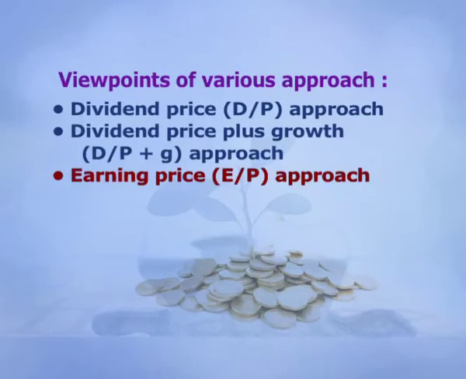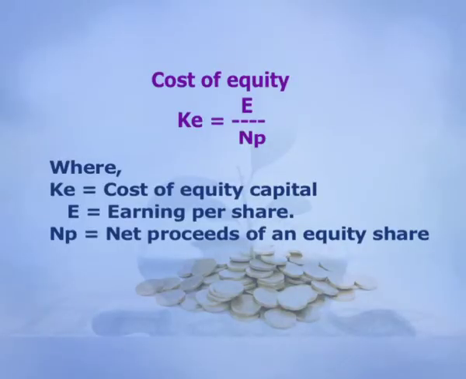Now we will discuss the earning price approach. Under this approach, cost of equity is based on the future earnings prospects of the equity. The formula for calculating the cost of equity according to this approach is KE is equals to capital E divided by NP, where KE is equals to cost of equity capital. NP is net proceeds of an equity share.